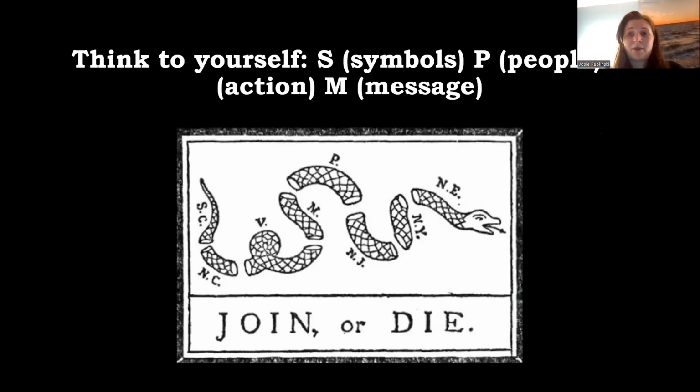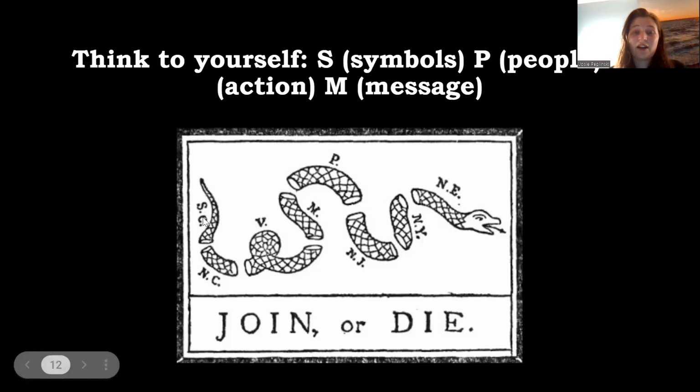A few days ago, we talked about how to analyze political cartoons with this acronym SPAM. And again, this stands for symbols, people, action, and message. So let's take a look at this cartoon. It says join or die. And then this is a broken up snake. It has each of the parts labeled with different letters. So for example, these could symbolize different colonies, such as South Carolina, North Carolina, Virginia, Massachusetts, Pennsylvania, New Jersey, New York.